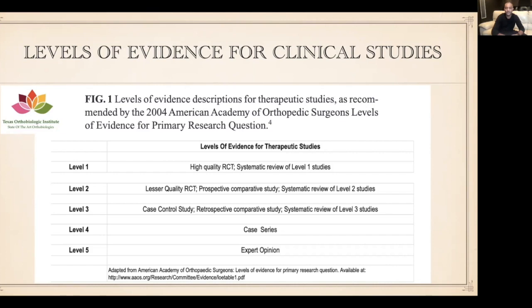The level 5 of evidence would be typically expert opinion. So an expert in a particular field gives a lecture and says, in my experience, I've treated X number of patients and noticed this to be the best result. So that would be considered level 5 evidence. Useful, but not necessarily without bias.